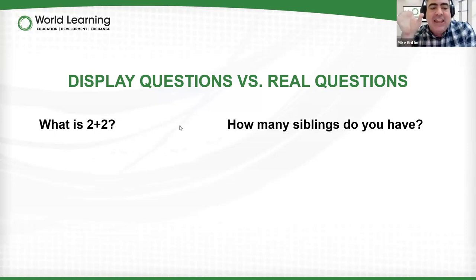So what I want to highlight here with the distinction between display questions and real questions is that with a real question, I don't know the answer. I don't know what she had for breakfast and I don't know about her siblings. So it's a real question in the sense that the information is new to me. With a display question, I know the answer, I hope. I hope I know 2 plus 2, right? So I'm getting her to show me that she knows the answer.